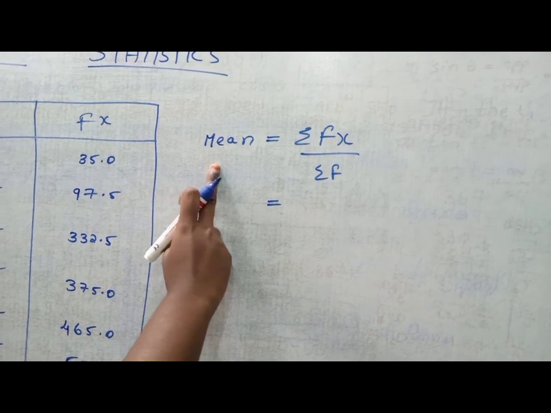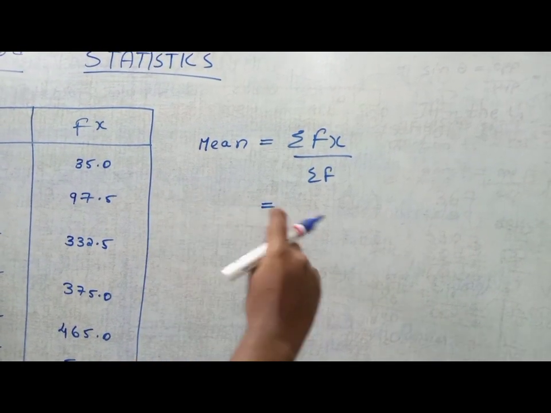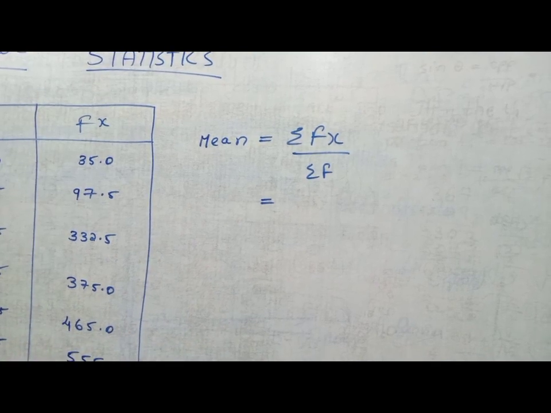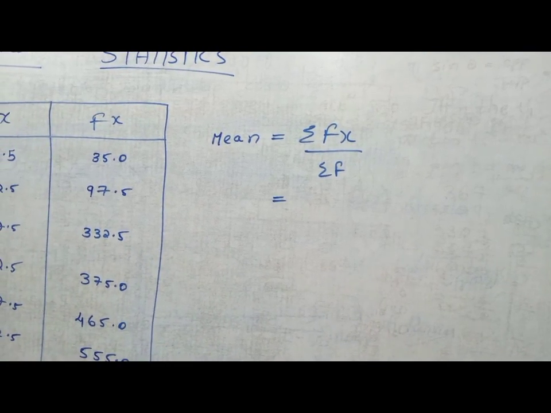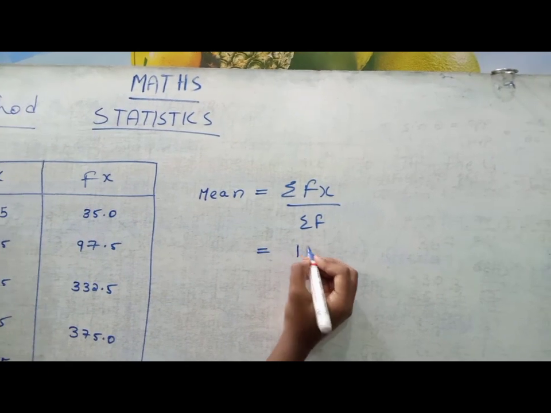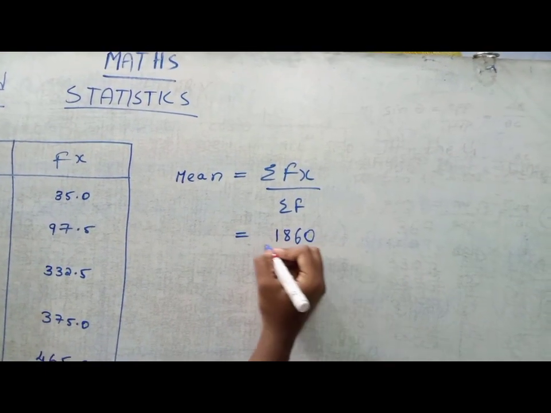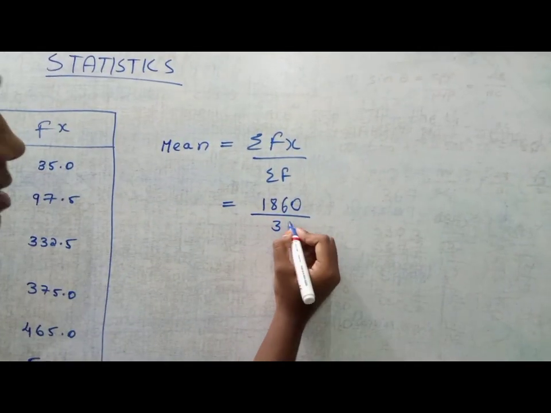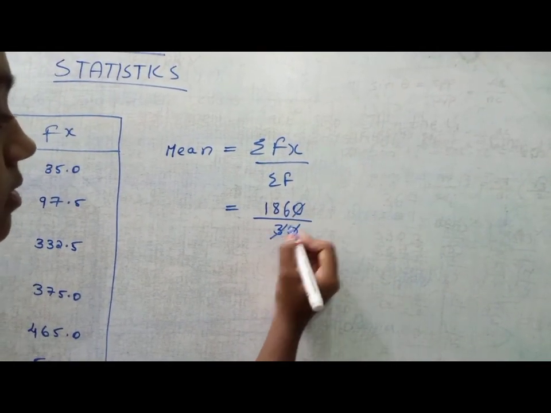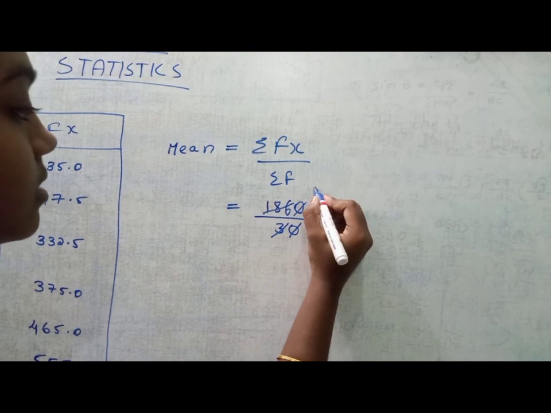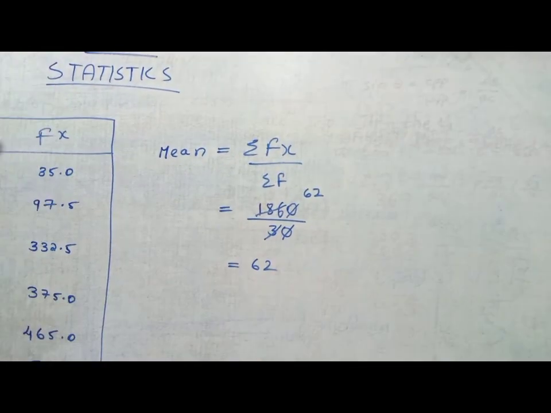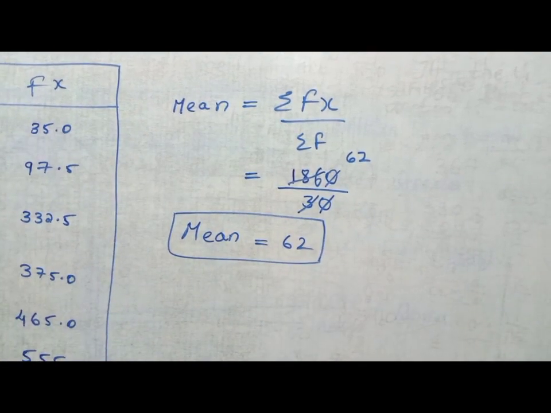Now we will find mean by the direct method. Now for that the formula is sigma fx by sigma f. Sigma fx is we should add the fx values, that is 1860. The sum of frequencies is 30. Now the mean is 62.